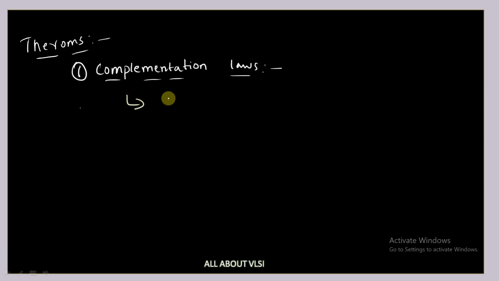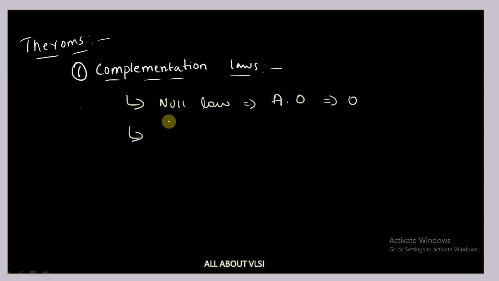So the first law is the null law. No need to remember any name here, okay, just for your reference I'm giving the names. The null law is nothing but if we have a variable and we perform AND operation with 0, that is a dot 0, which is 0.